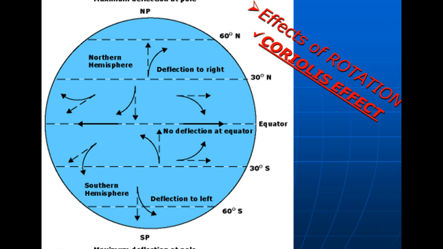It's also worth noting that you get maximum deflection at the poles and minimum deflection at the equator, or none at all if you're right on the equator. So again, if you don't understand that, get those relationships in your notes.